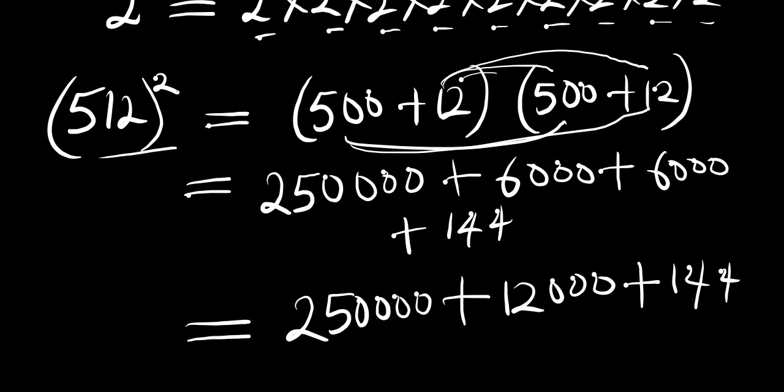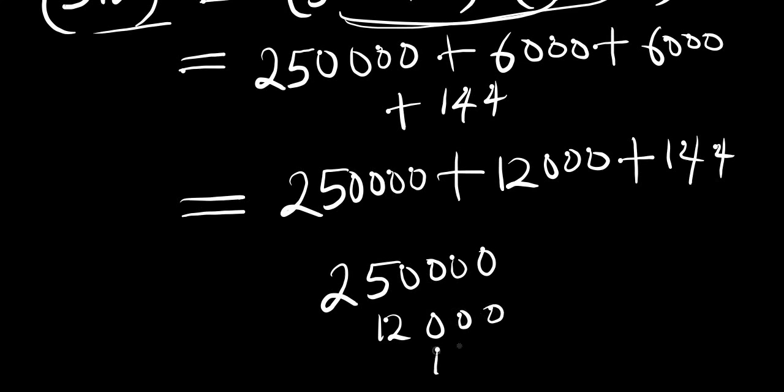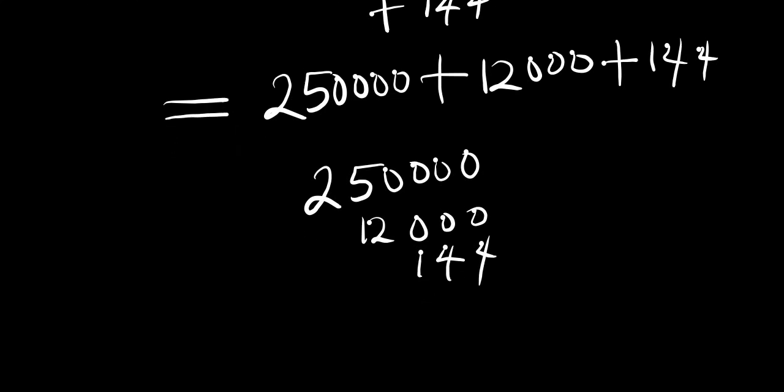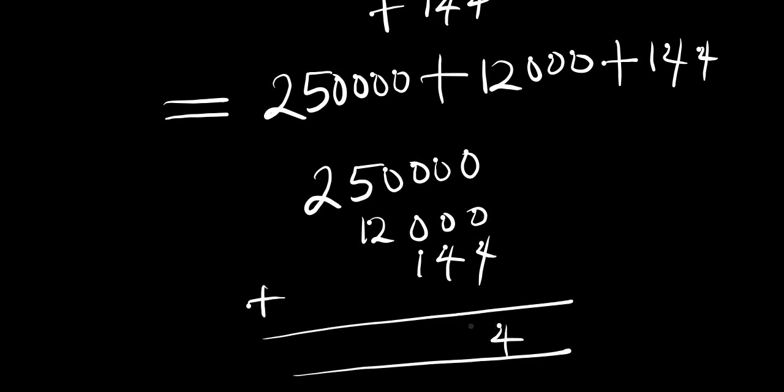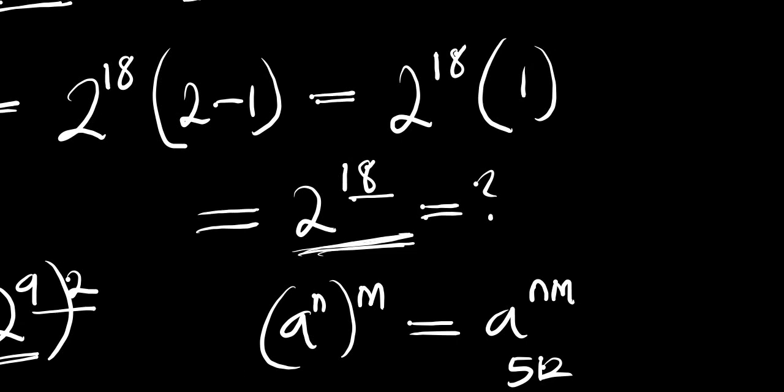If we go ahead and add this up, let's carry out the addition. We have 250,000. We have 12,000. We have 144. We are just going to add it up. 0 plus 0 plus 4, we have 4. The same thing here, 4. We have 1. 0 plus 2, we have 2. 5 plus 1, we have 6. Then we bring down this 2. So this gives us 262144. That means the value for 2 to the power of 18 here is simply 262144.